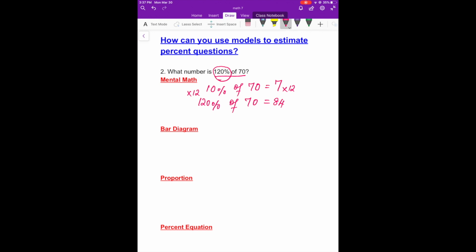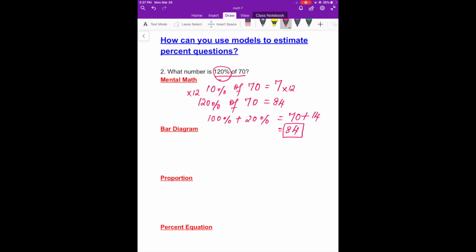84 will be the answer for 120% of 70, because it is more than 100%, and so it's 100% plus 20%. So 100% of 70 is 70, plus another 20%, which means 2 times 7, which is 14. So 70 plus 14 is going to be 84. So 120% of 70 is 84.